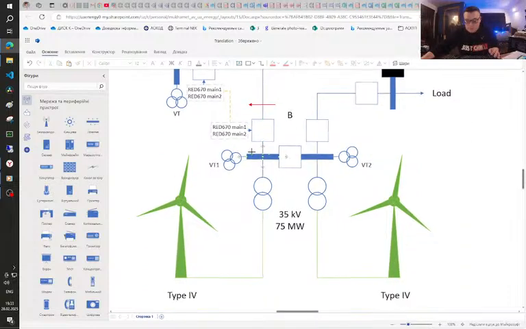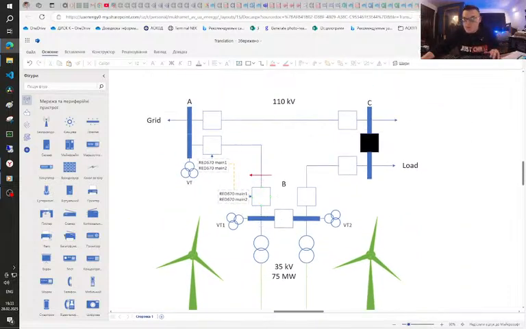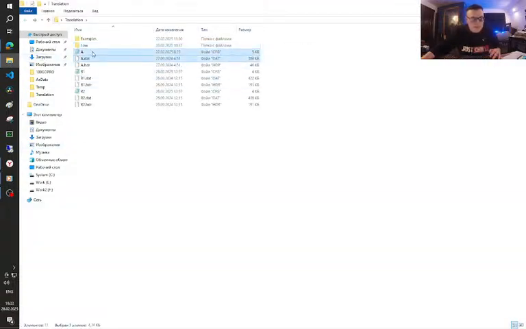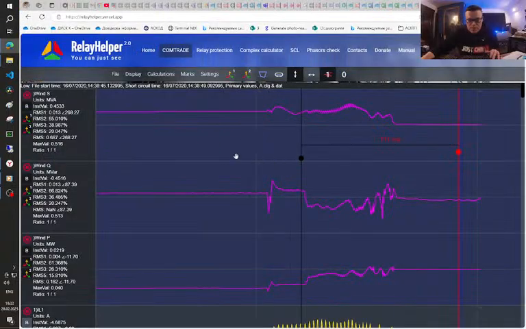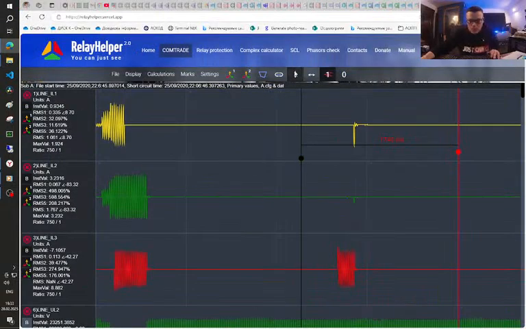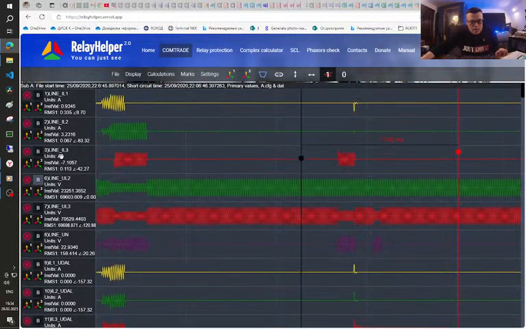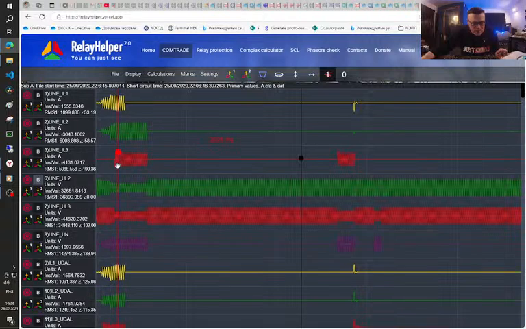So let's move on and look at the short circuit from substation A. Okay, what we can see, as I told you, is channels from the remote side, and I repeat that in this particular case the communication channel was restored but not in service. So we see, one moment.